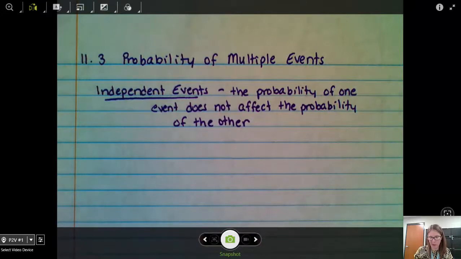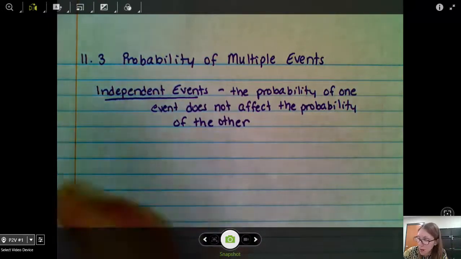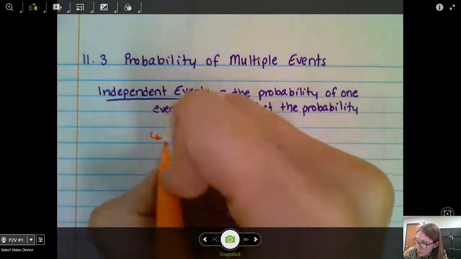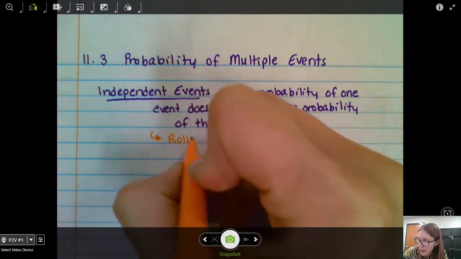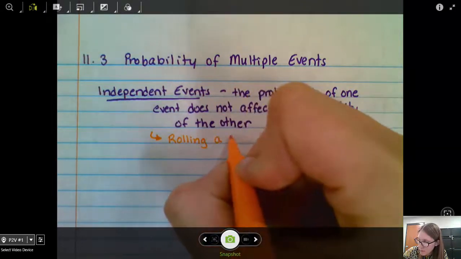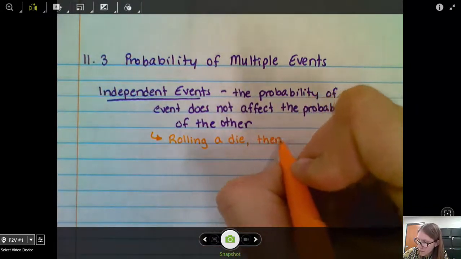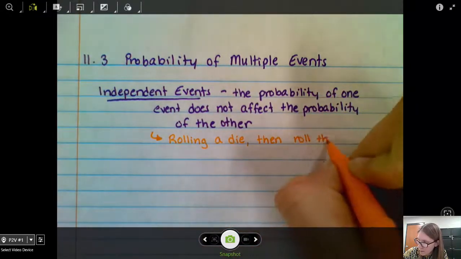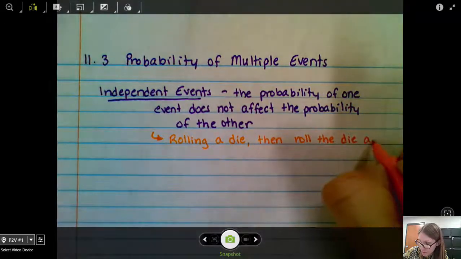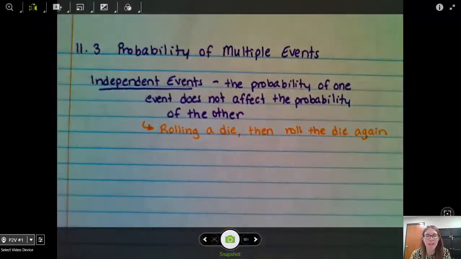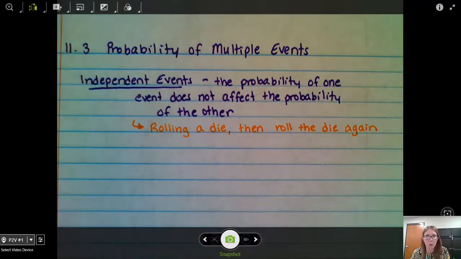So quick example going along with this, an example of independent events would be you roll a die. Then you roll the die again. So whatever your result was on your first roll has nothing to do with the result of your second roll. Those are independent events.